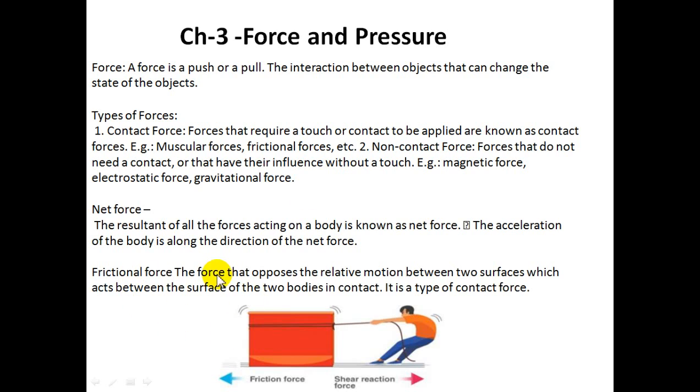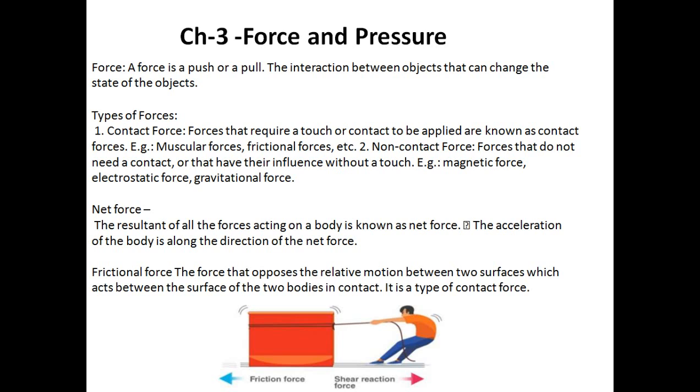Now, what is frictional force? Frictional force is the force that opposes the relative motion between two surfaces, which acts between the surfaces of two bodies in contact. It is a type of contact force. Now, why is it known as contact force? Because when two objects are in contact and you try to move that object from its place, then both objects in contact resist each other. That is called frictional force.